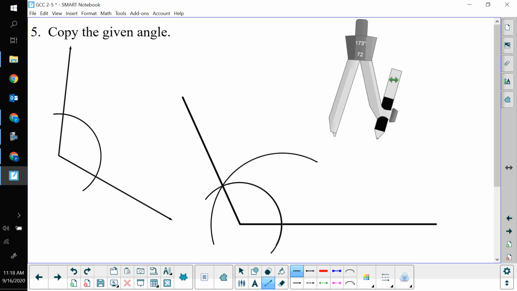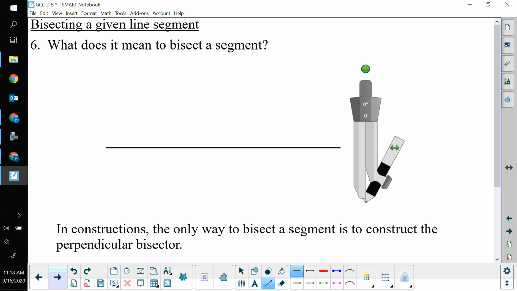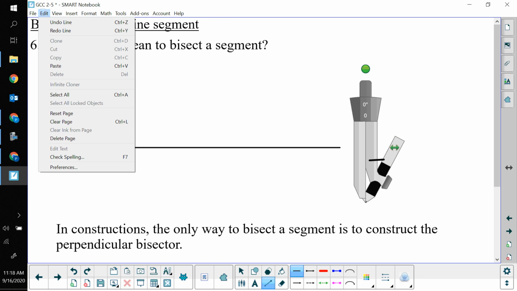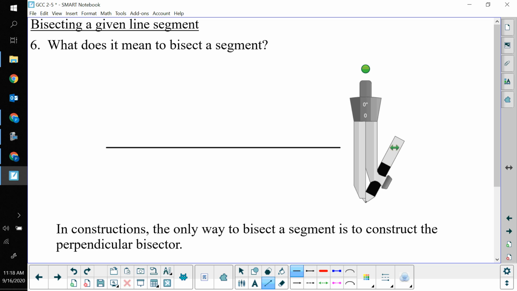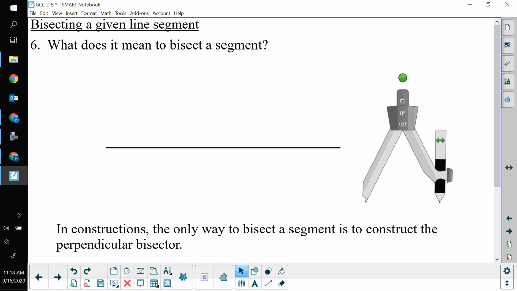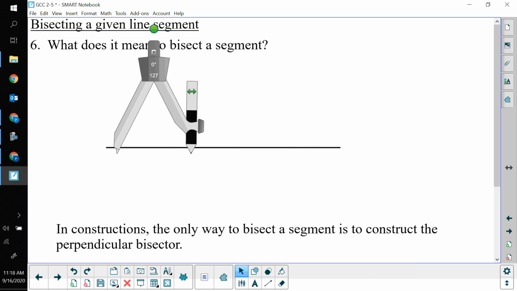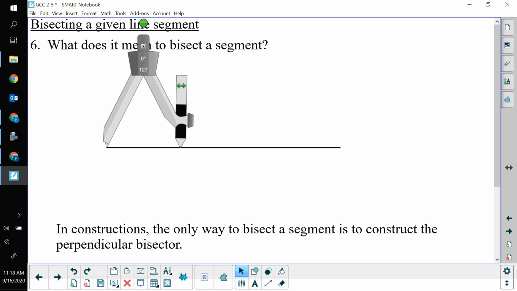All right, so that's a common construction. The next one on the bottom of page 28 is we're going to bisect a segment. So bisecting a segment, these motions are used in lots of different constructions. So we're going to start out, we want our compass to be open more than halfway.